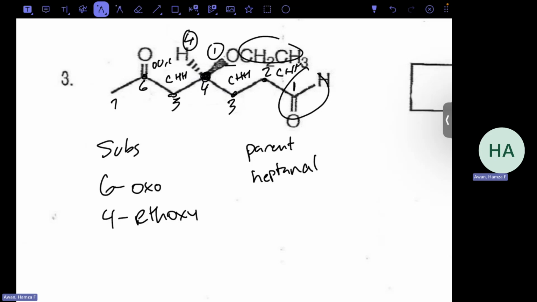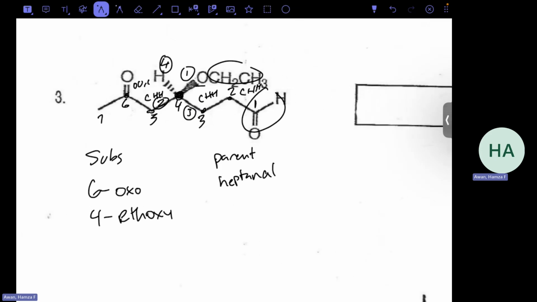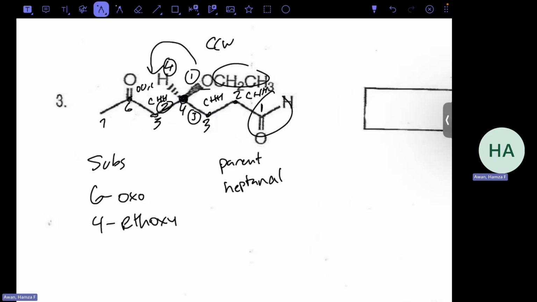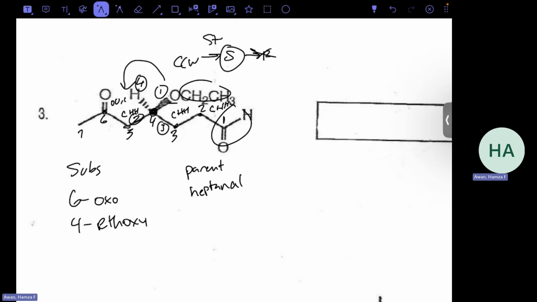So because of that, the group on the left, the 4, 5, 6, 7, is going to be bigger than the group on the right. So we'll name that 2 and then 3. And then we make an arrow from 1 to 2 to 3. And this is counterclockwise. Counterclockwise is going to be S, right? And because the groups are on the right wedges and dashes, we're not going to switch it over to R. So it's going to stay S. So S is going to be our stereo.